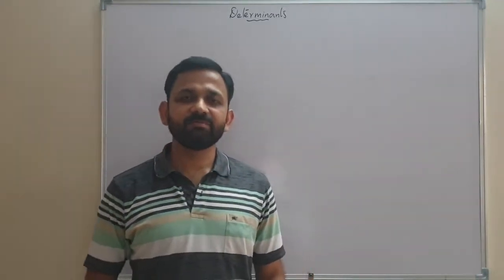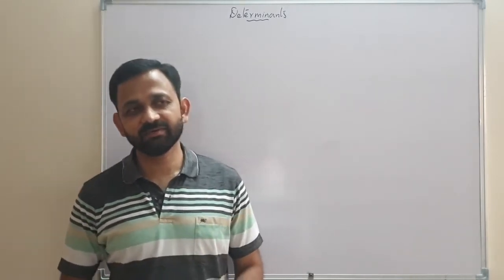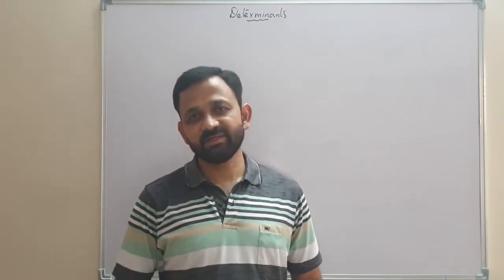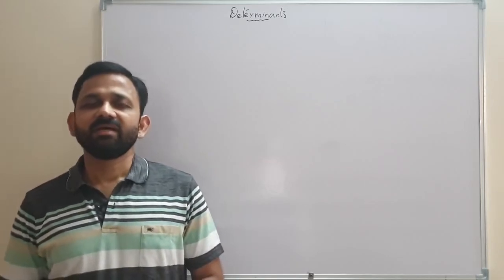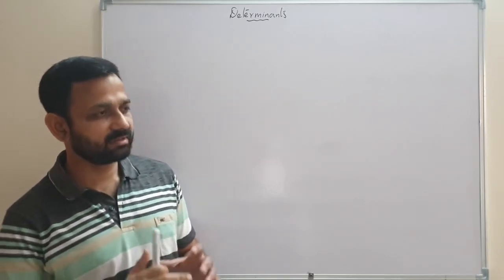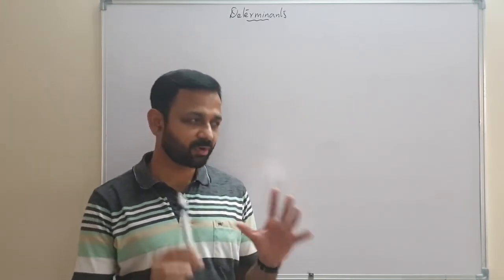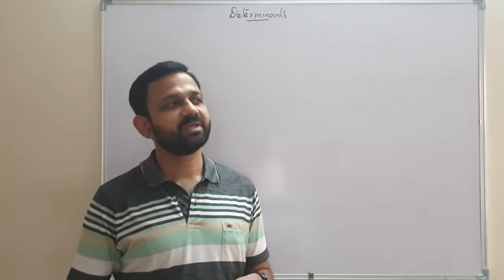Today we will learn chapter 4, determinants. In chapter 3 we learned matrices, the different types of matrices: square matrix, rectangular matrix. Then we learned how to find the sum of two matrices, how to find the product of two matrices, scalar multiplication, etc.